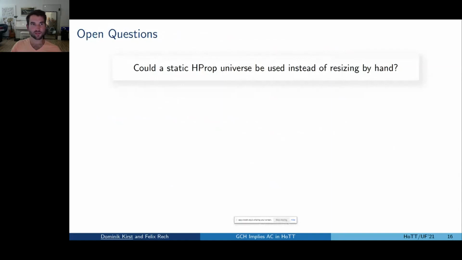Okay, and this leads me to the questions that I want to leave you with. The first question is whether it couldn't be done that you use in the HoTT library a static universe of H-props, where you can avoid resizing by hand. So you have resizing more inbuilt. And I noticed that Hugo Herbelin is working on this, and I'm really much looking forward to seeing how this goes, because this would have helped us a lot.